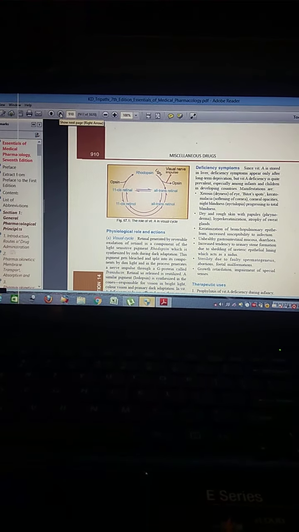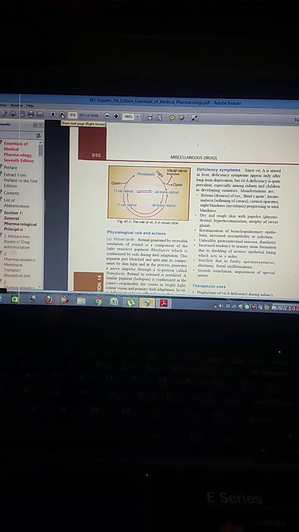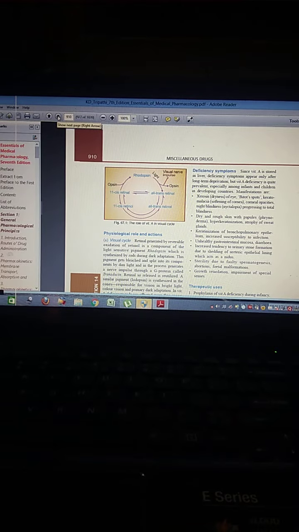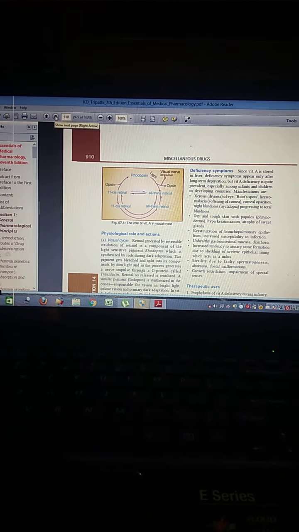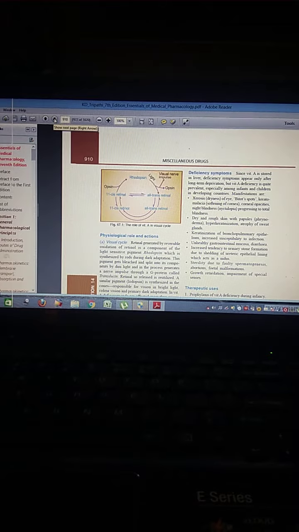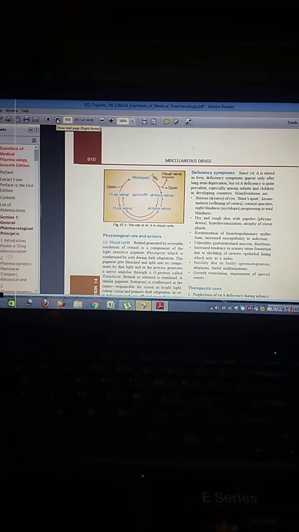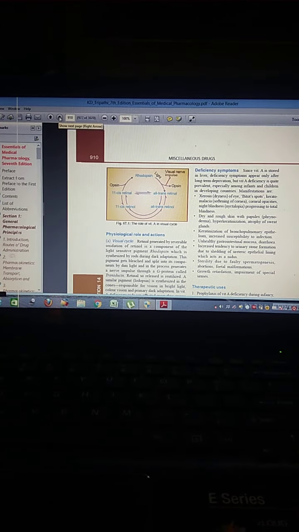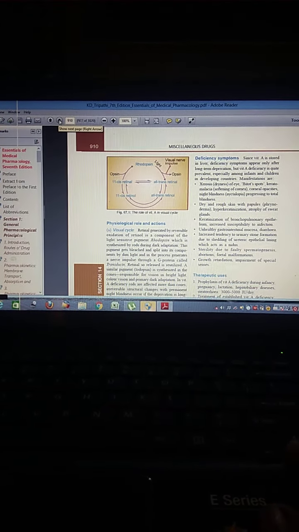Xerosis, dryness of the eye, dry and rough skin, keratinization of the bronchopulmonary epithelium, and unhealthy gastrointestinal mucosa with diarrhea, increased tendency to urinary stone formation, and sterility due to impaired spermatogenesis, absorption, and growth retardation, and impairment of the spatial sense.